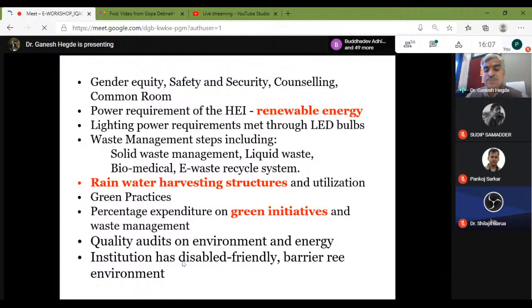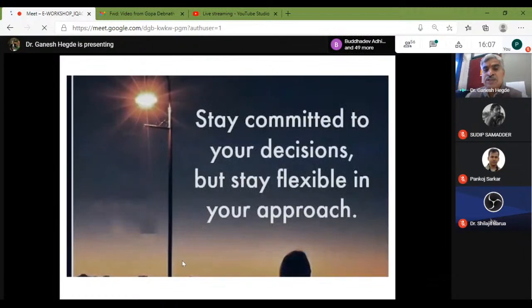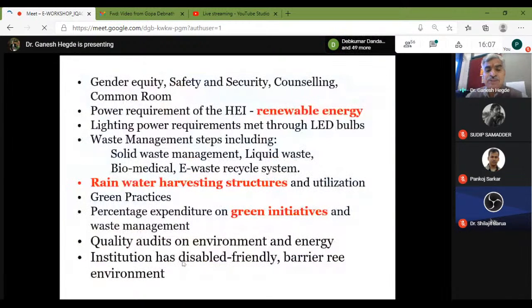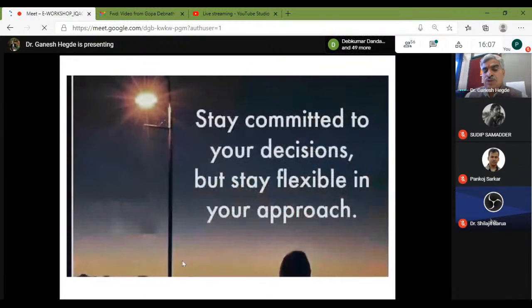Institution has disabled friendly campuses. That means a Divyangjan friendly campus should be there. Only thing is what I would like to request you, that stay committed to your decisions, but stay flexible in your approach.